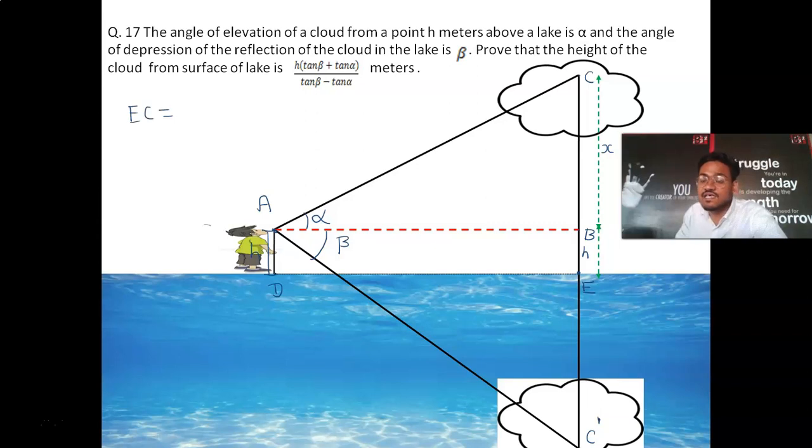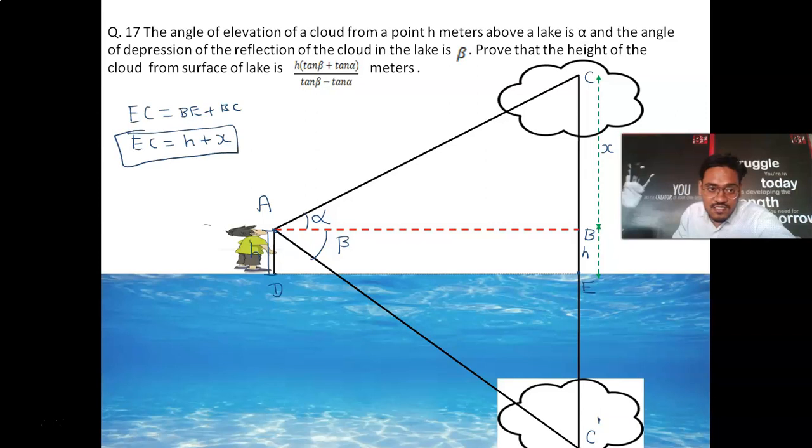EC is the actually required height of the cloud from the surface of the lake. So this EC is nothing but BE plus BC. BE plus BC. Any confusion? So this EC is going to be X plus H, or H plus X. Okay, so EC is going to be H plus X.